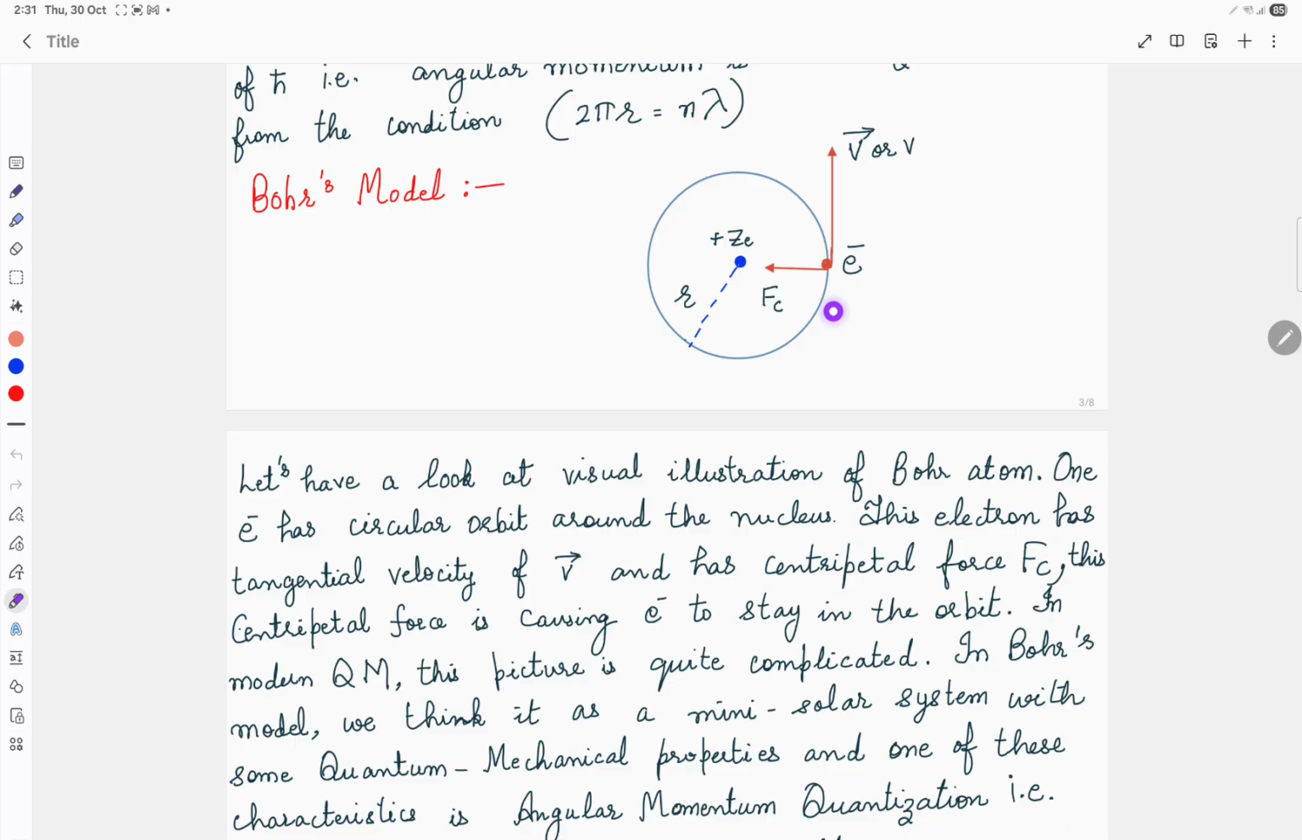Now as I was just trying to explain, the electron will have a tangential velocity v. It will have a centripetal force acting on the electron that keeps the electron moving in the circular orbit. Now this is our nucleus. Nucleus will have a charge plus Ze. So plus charge, plus is there because of the protons. Z is the atomic number, e is the charge on the proton, and r is the radius. Now to keep the electron moving in the circle, the centripetal force has to be equal to the electrostatic force acting on the electron.